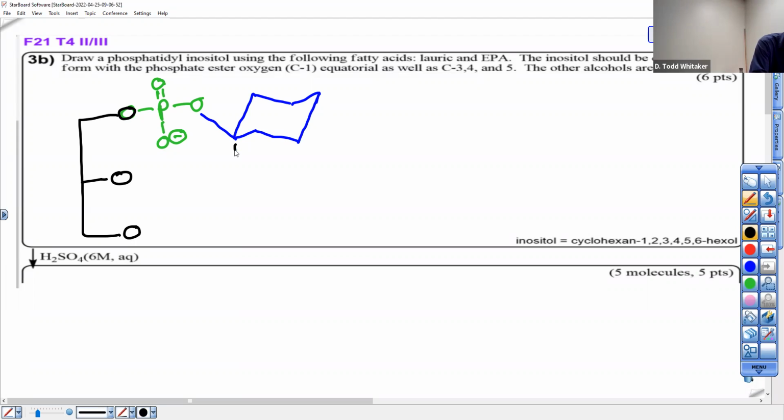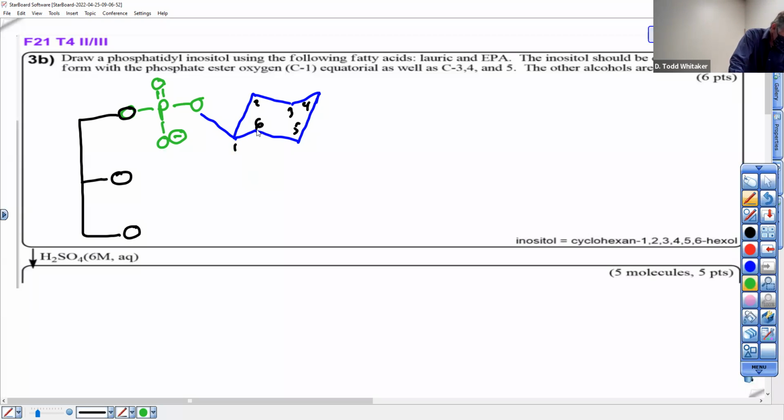Call that 1. How do I know it's equatorial? Because it's slightly up. You don't have to draw the axial on this, but there it is, straight down, following this carbon angle right here. Down angle, straight down axial. Don't need any of that.